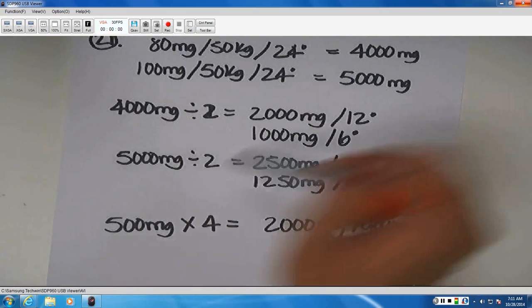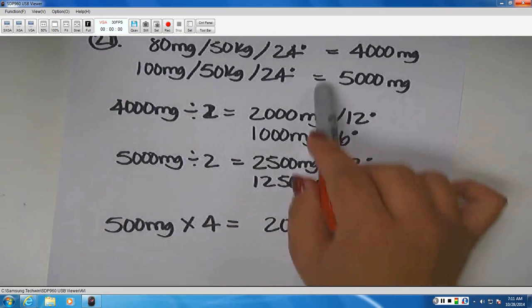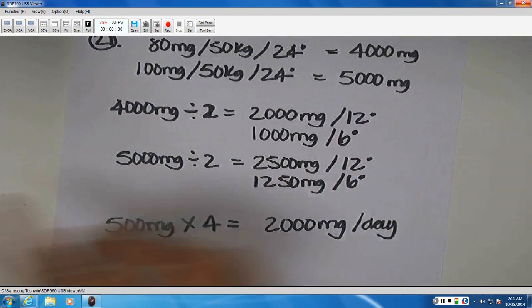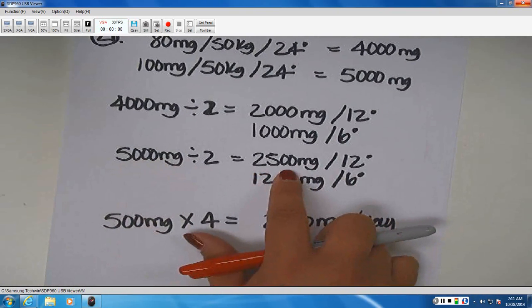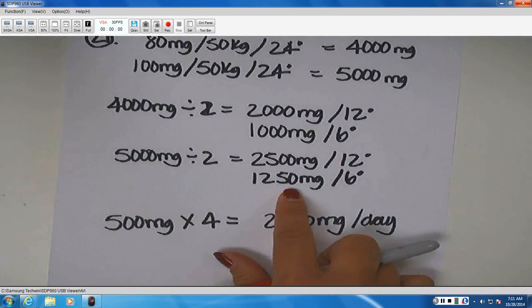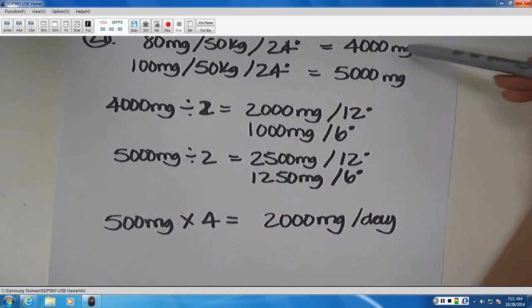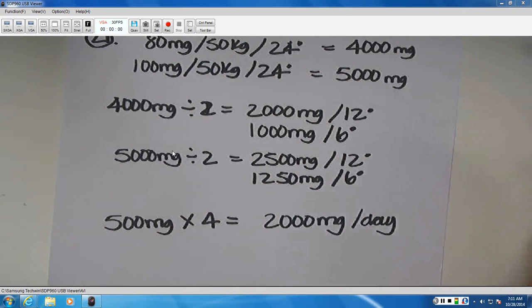The other one up here, if I wanted to give the maximum, the highest side of Amoxil, I have my 5,000 that I can give in a 24-hour period. If I divide that into 2 doses, I just simply take 5,000 divided by 2, and each dose will be 2,500 milligrams every 12 hours. And if I want to give it every 6 hours, then it's going to be 1,250 milligrams every 6 hours. So that's kind of how you break it down. You have your maximum dose for the 24-hour period, and then you can just divide that into however many doses throughout the day that you want.